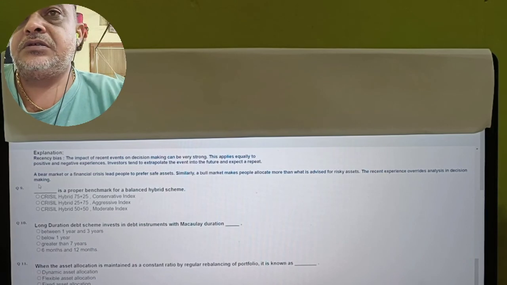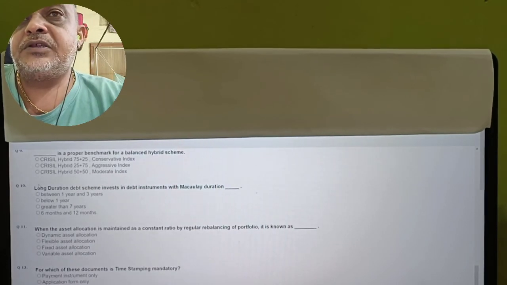Question number 9. Dash is a proper benchmark for a balanced hybrid fund.